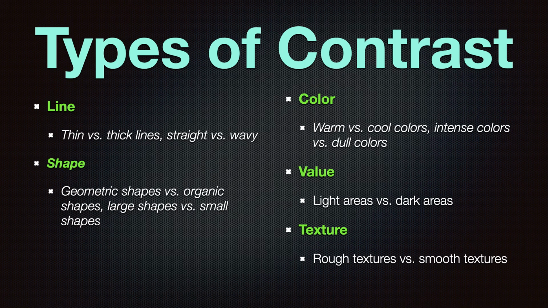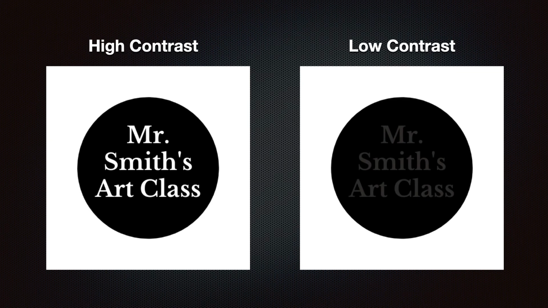Types of contrast. With line, we can have thin versus thick lines, straight versus wavy. Shapes, we can have geometric shapes versus organic shapes, large shapes versus small shapes. Color contrast can include warm versus cool colors, intense colors versus dull colors. Value, light areas versus dark areas. Texture, rough textures versus smooth textures. Again, contrasts are differences. Artists use differences to create interest in their artwork. Using several differences is called variety.